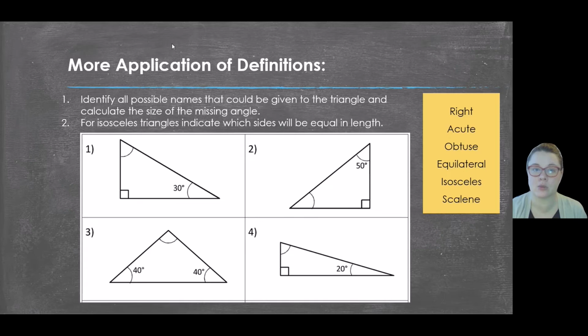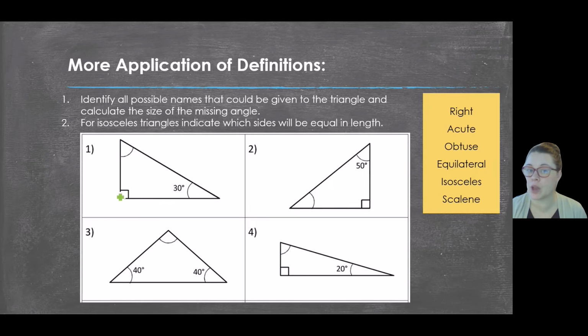I have a couple other questions that are just, what are the angles? So this is getting us to practice using our 180 degrees for our sum of angles in a triangle. So I want you to think about, identify the possible names you could give these triangles. I want you to think about their properties, but I also want to know what's the missing angle in each of them. So for this, we'll start with number 1.